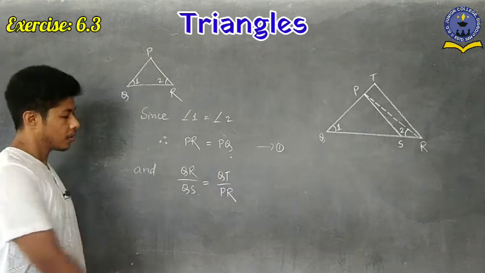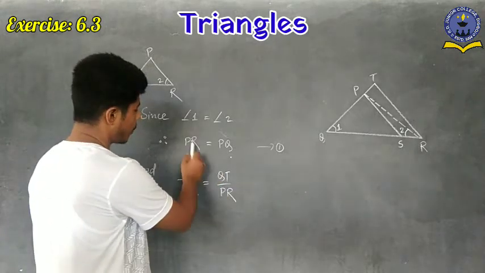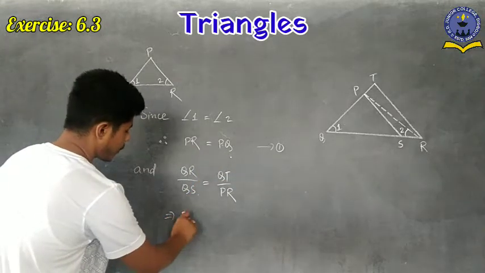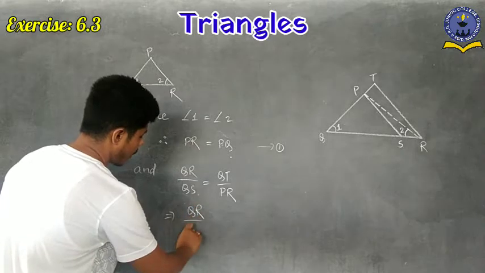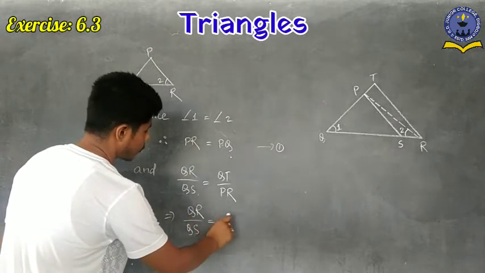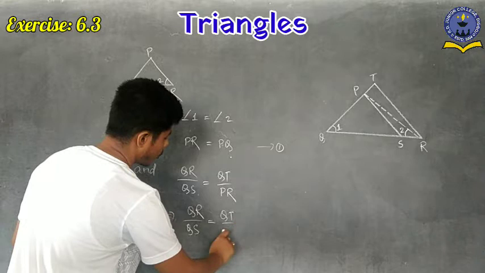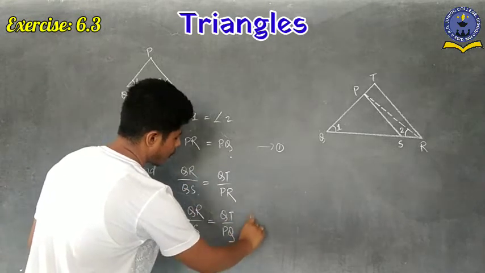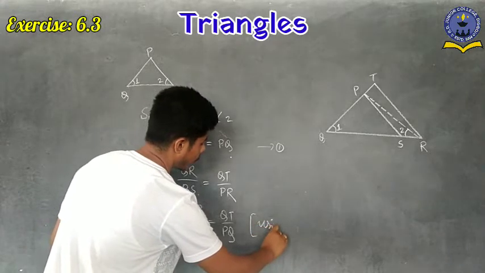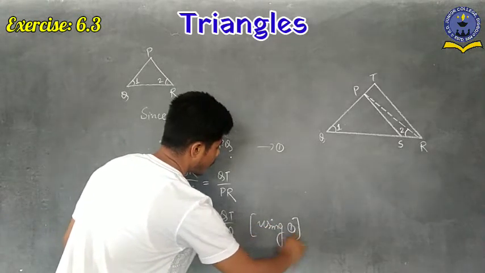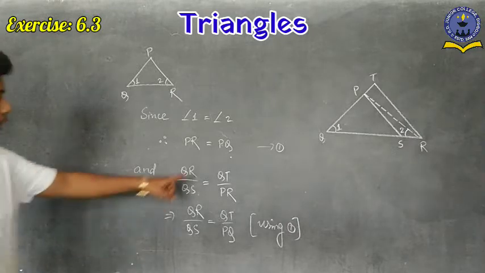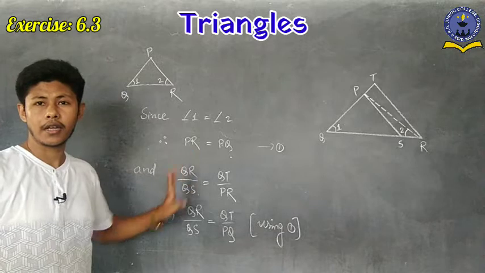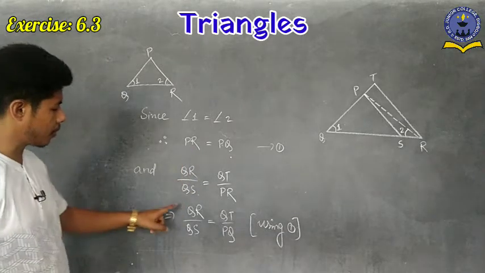Is it clear? Now in place of PR, what can we write? We can write PQ also. So we write QR by QS equals QT by PQ, and in brackets you have to write using 1. In place of this PR we write PQ with the help of equation 1. Now one condition we get as this result.